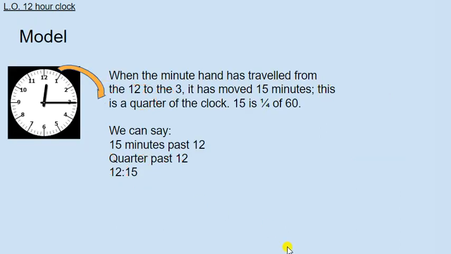So it's a similar scenario when the minute hand has travelled from the top, on the hour, to the 15. We'd say it's gone 5, 10, 15 minutes, so it's 15 minutes past, or as you can see it is exactly a quarter, so you can imagine there's 1, 2, 3, 4 quarters. We can say it's 15 minutes past 12, quarter past 12, or we can write it as 12:15.